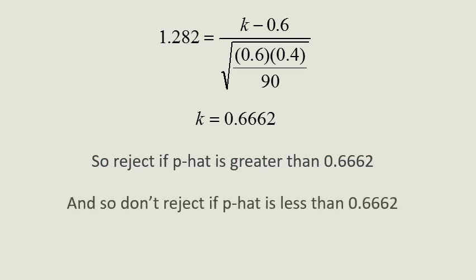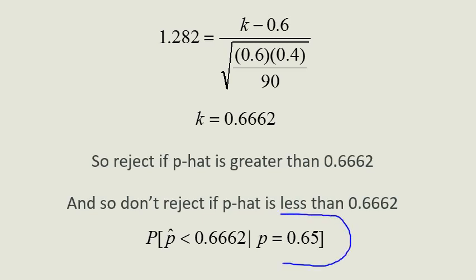Remember that this means that we will reject if the sample proportion p hat is greater than the critical value, and we will not reject if p hat is less than the critical value. And this is what we're interested in because type 2 error is all about not rejecting. So we're going to find the probability of not rejecting, but now we're going to assume that p is equal to 0.65. This was the number given in the what-if statement in the question.